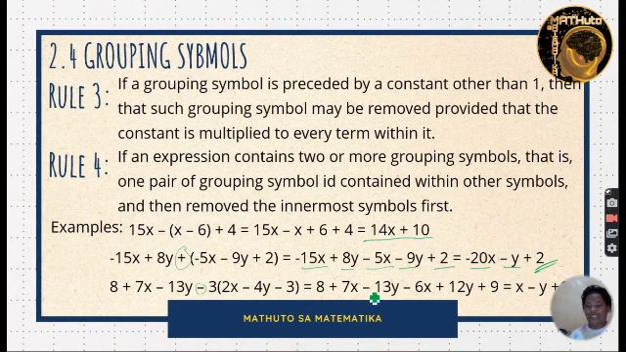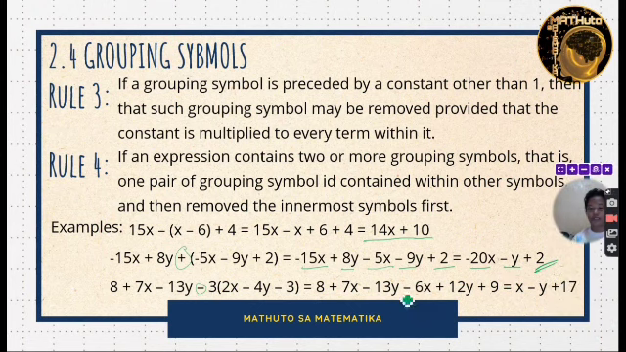So, 8 plus 7x minus 13y. Since this is 2 times 3 is 6, since minus po yung sign, magiging negative 6x. 3 times 4 is 12y, kasama po yung y. And the sign here is negative, so mag-change siya, magiging positive. Then 3 times 3 is 9, and the sign here is negative, so change to positive po. So, yun po. Positive 9.